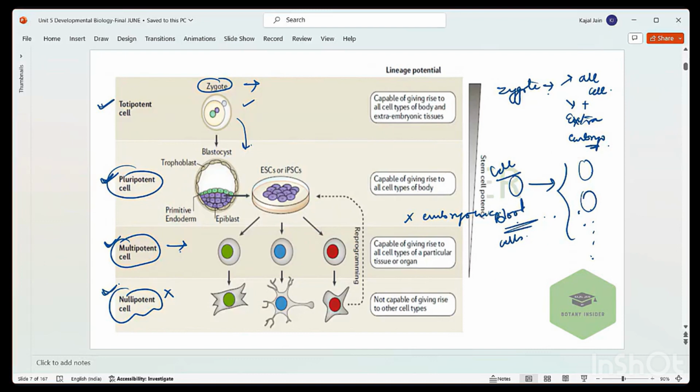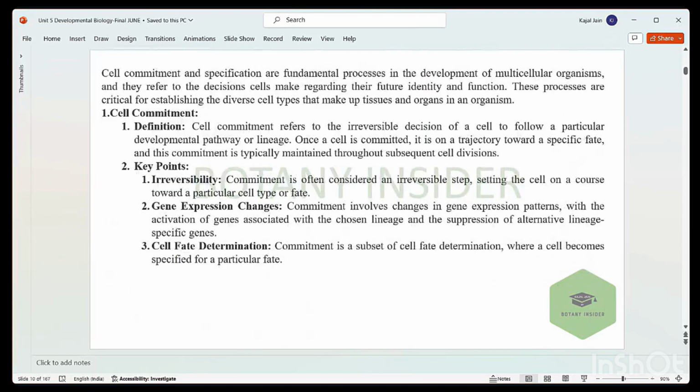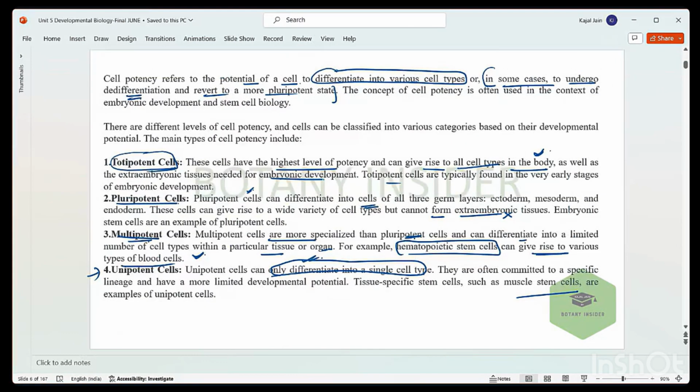Right? So nullipotent, which are not capable of giving rise to other cell types. Unipotent is which can differentiate into only a single cell type. Okay, that's the difference. Totipotent, pluripotent, multipotent and unipotent. Right? Then we have the next terminologies. Remember these four things because almost every year you can find at least one question in any of the papers related to the life sciences and you can easily get through these types of questions if you understand the concept properly, right? So totipotent, pluri, multi and uni, right?